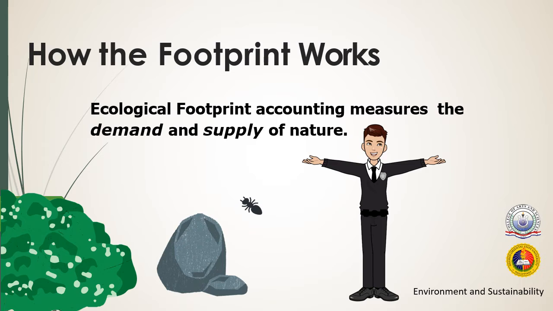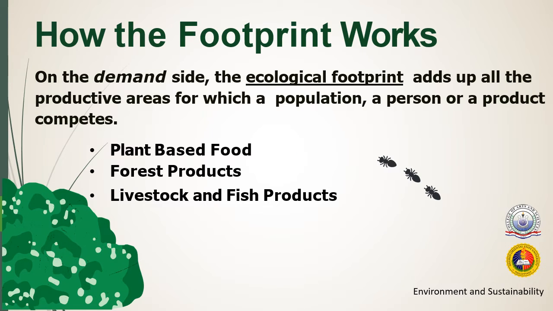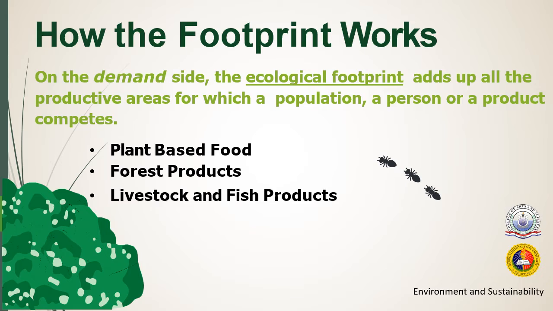How the footprint works: ecological footprint accounting measures the demand and supply of nature. On the demand side, the ecological footprint adds up all the productive areas through which a population, a person, or a product competes. It measures the ecological assets that a given population or product requires to produce the natural resources it consumes, including plant-based food and fiber products, livestock and fish products, timber and other forest products, space for urban infrastructure, and to absorb its waste, especially carbon emissions.